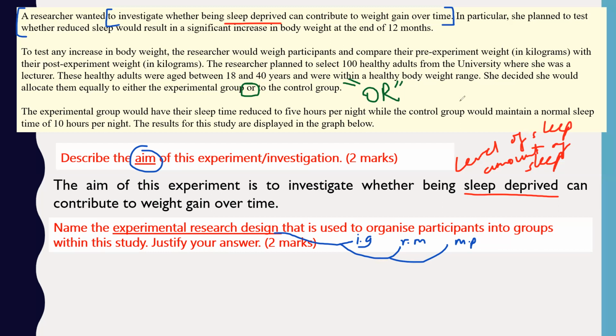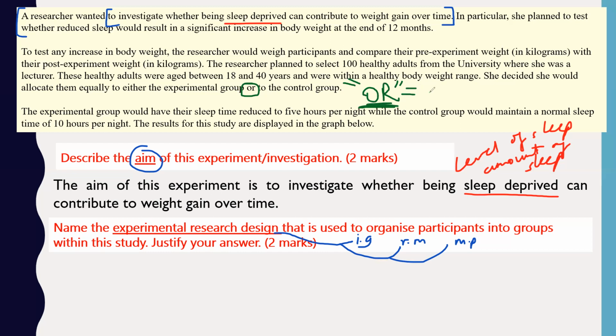If I'm allocating you to one group or the other, it means that you're only going to be present in one of those conditions, correct? If I'm only allocating you to the experimental group or to the control group, it means, for example, I'll be in the experimental group and you'll be in the control group. So what design is it most likely to be? Yeah, it's likely to be independent. So it is the independent groups design, and the word "or" gives us the clue there.